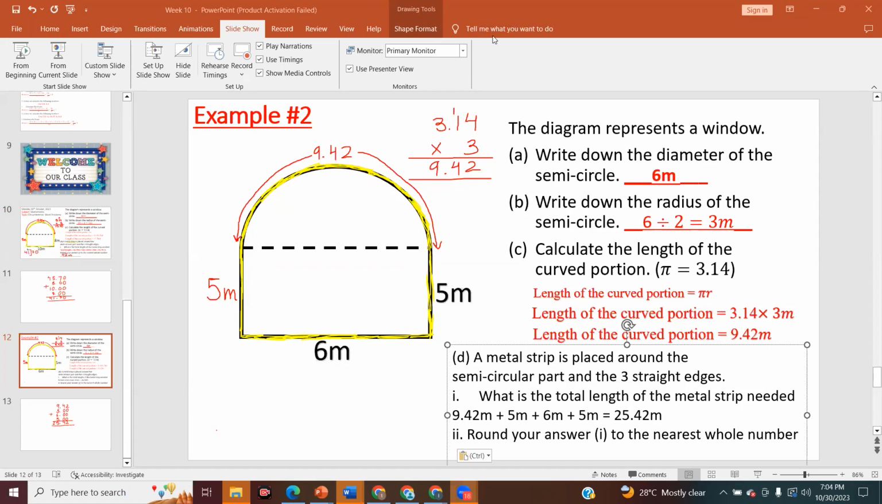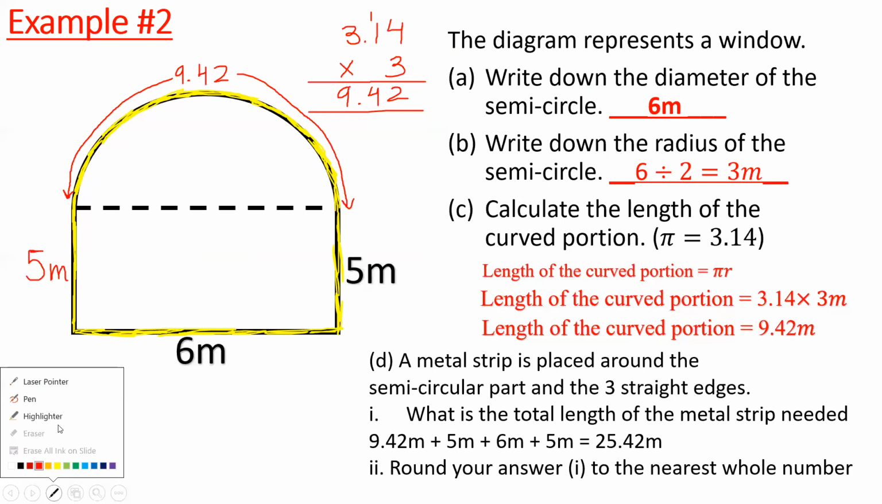Good. So we have to round this number, 25.42 meters, to the nearest whole number. So we have 25.42, and we have to round it to the nearest whole number.